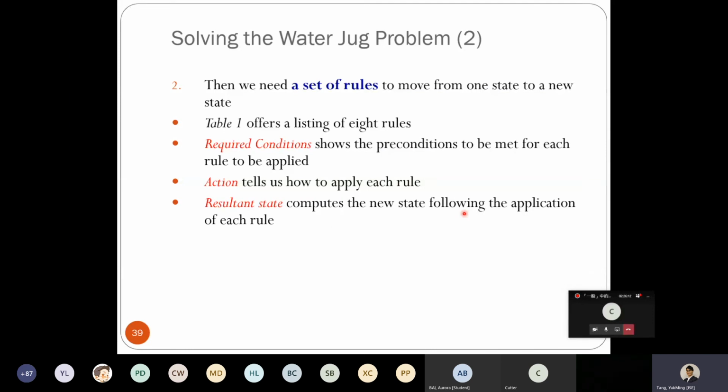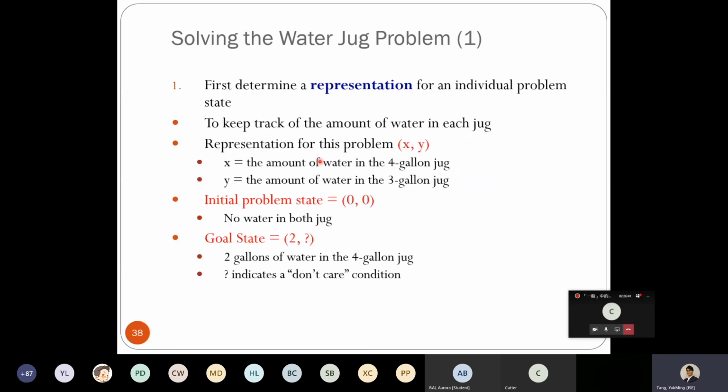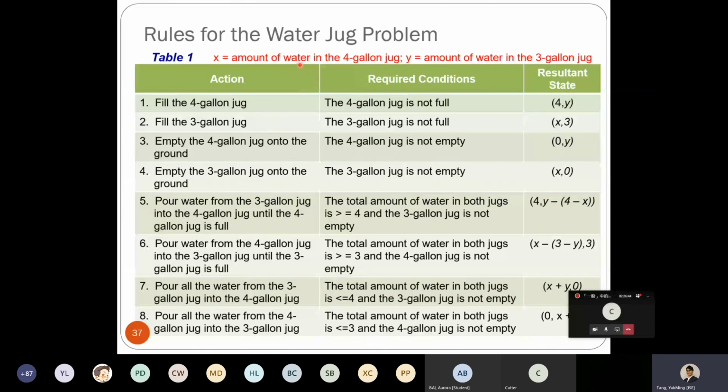Secondly, in order to solve this problem, we need to set a set of rules. As we have mentioned, we have to make use of if-then conditions, rule-based reasoning, to set these kinds of rules. Just like an AI expert system, we need to set a lot of rules in order to ensure the computer can solve this problem. This table shows these kinds of rule-based reasoning statements.